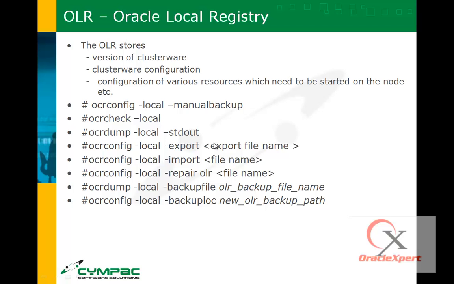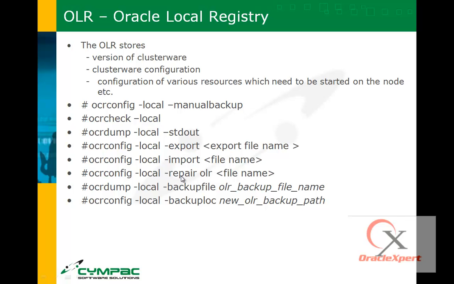Now from this exported dump, you can also import it back at some other point in time by saying ocrconfig -local -import and giving the name of the export dump file that you have taken a backup of. Remember, this is like an export/import of a database, a logical backup. And then manual backup is for a physical backup. So a manual backup is restored and a logical backup is imported. Opposite to manual backup is restore, and opposite to export is import.